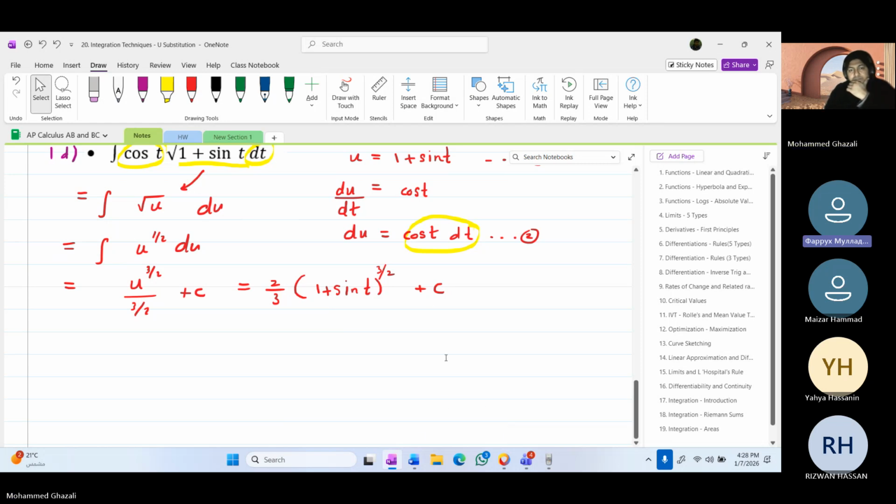Oh yeah, 2 over 3, yeah, should be, because of the change. Yeah, okay, fine, because I'm dividing it by 3 over 2. Remember, you have to divide by the same power. So 1 divided by 3 over 2 is 2 over 3. Yes. Keep, change, flip.